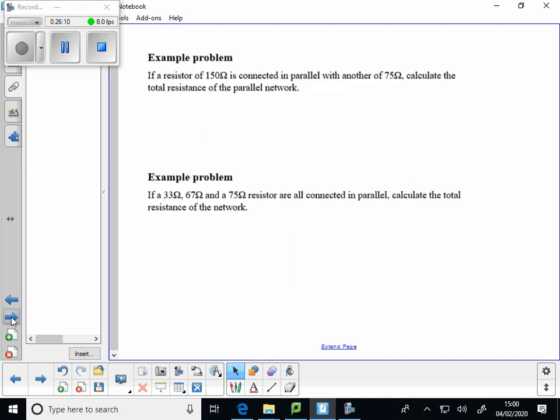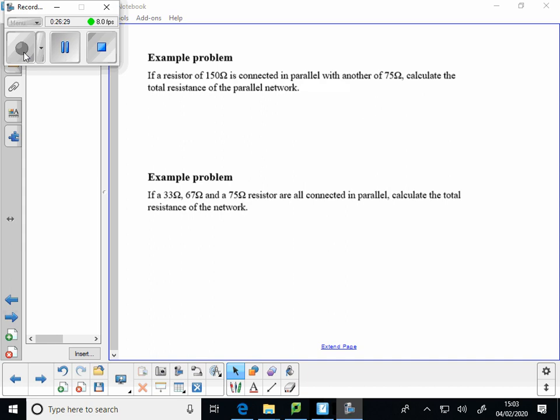So, example problem. A resistor of 150 ohms connected in parallel with another of 75. Calculate the total. And the second problem, 33, 67 and 75 in parallel. Calculate the total. Have a go at that.